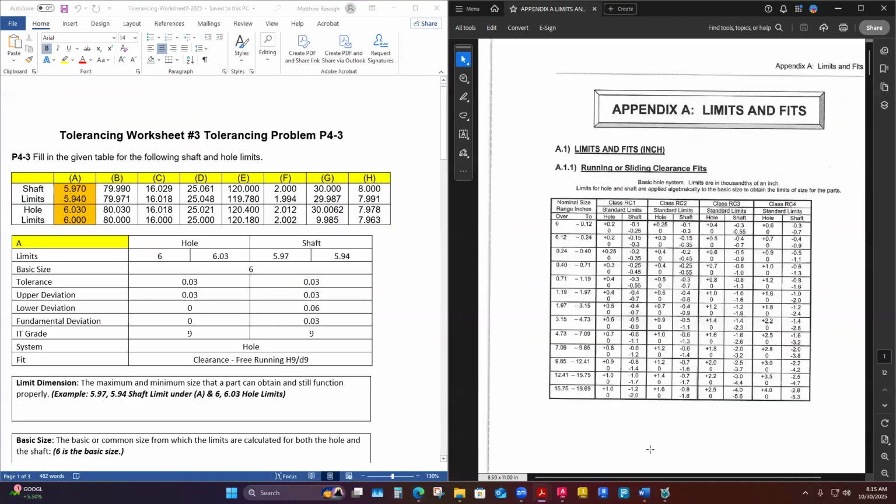I think for worksheet one, we actually technically didn't need the appendix. It wasn't until worksheet two that we needed the appendix. But then I think we do need it for this one though, just for the last couple, the fit and the IT grade maybe. Okay, cool.